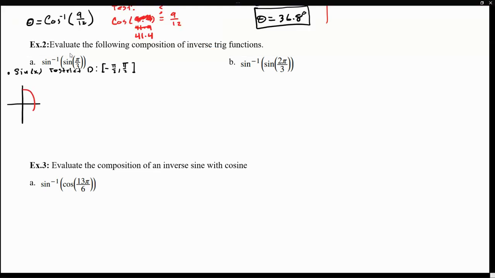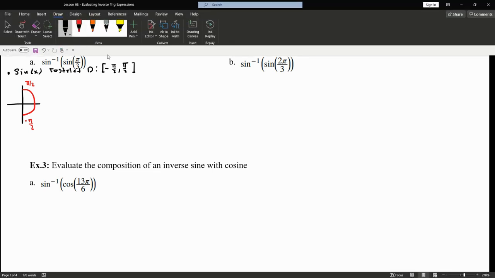So these are the only values that we're allowed to use. Here is negative pi over 2, and here is positive pi over 2. We're only allowed to use values between negative pi over 2 and positive pi over 2. So is pi over 3 between those values? Well, definitely, because pi over 3 is 60 degrees.